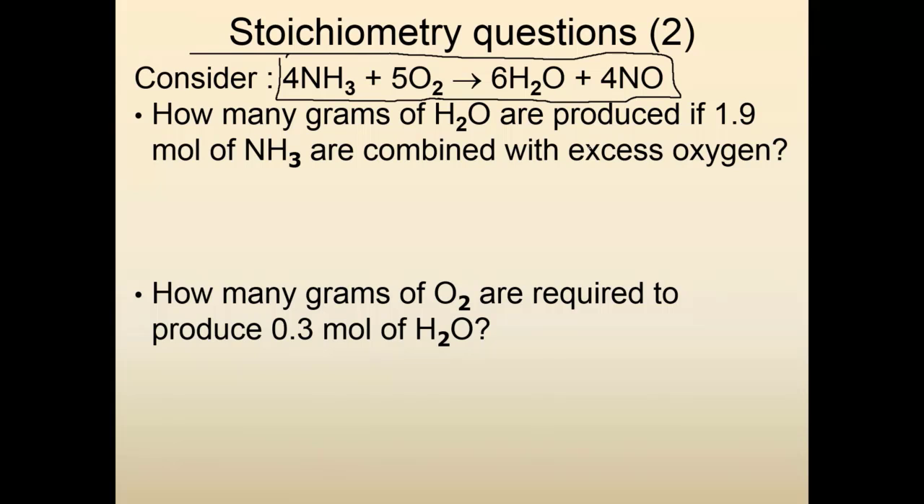So it says how many grams of water are produced if 1.9 moles of NH3 are combined with excess oxygen. So when it says excess oxygen, it just means that there's more than enough oxygen to react with all of the 1.9 moles of NH3. So you're going to want to convert the moles of NH3 to grams of water. Go ahead and try that.